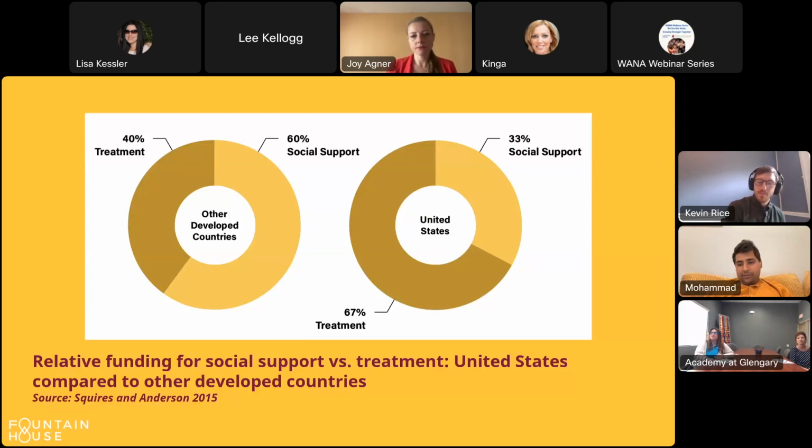So as part of our research to try to unearth and understand how costs are comprised in the United States, it's important to situate our work in context, which is that you could see in the American context, 2/3 of all funding for healthcare is driven by treatment, whereas 1/3 is driven by the social supports, where almost nearly the inverse is true in other developed countries. And developed countries here refers to the OECD countries.